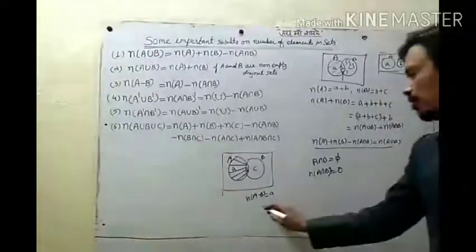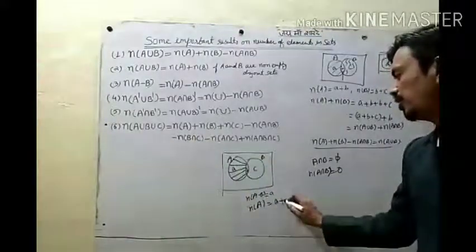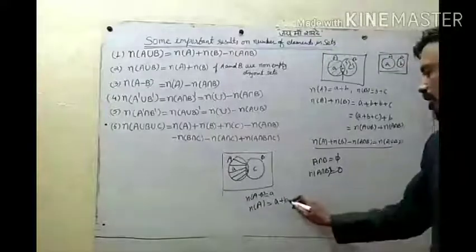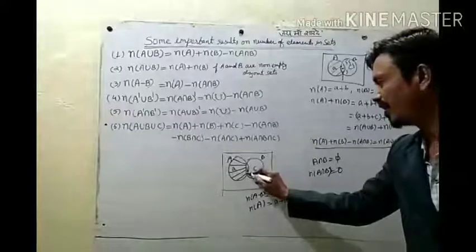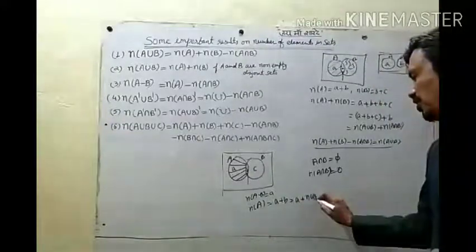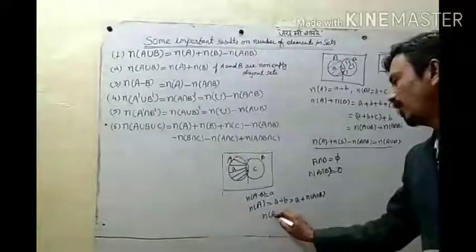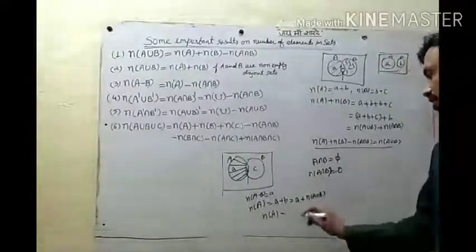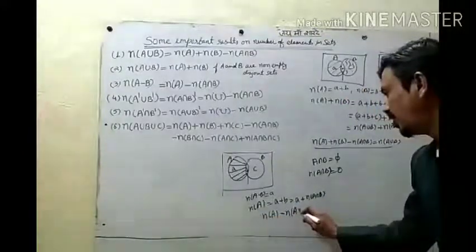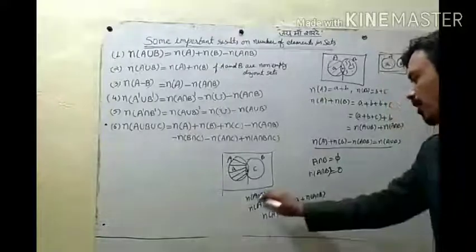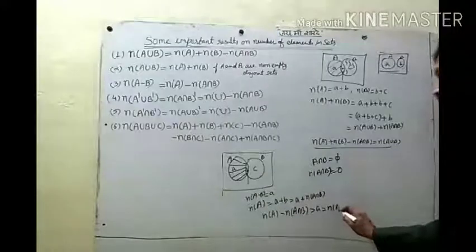Okay? Now elements of A: in A we have A plus B, two elements. What is B? Elements in A intersection B. So we can write this n of A minus n of A intersection B. This we can transpose here, and here we get A. That is the number of elements of A minus B.